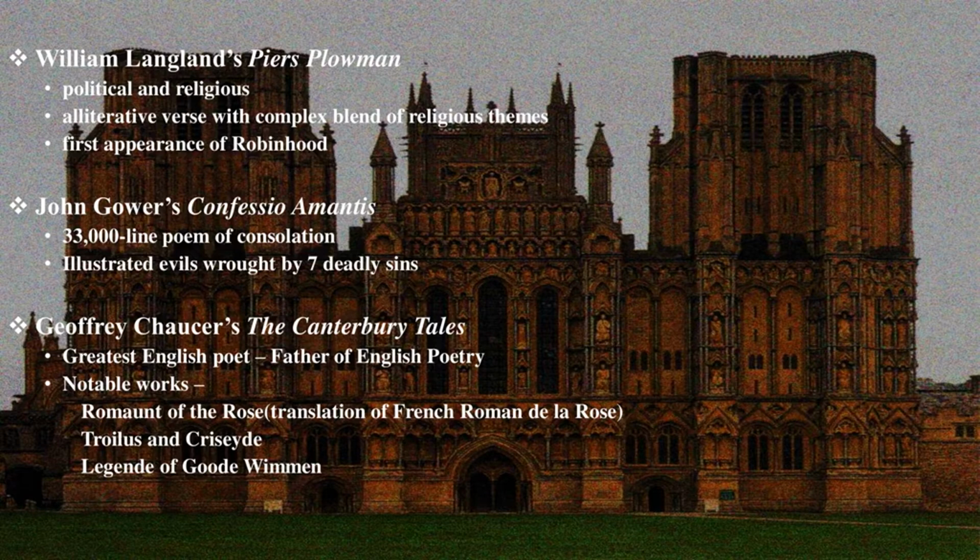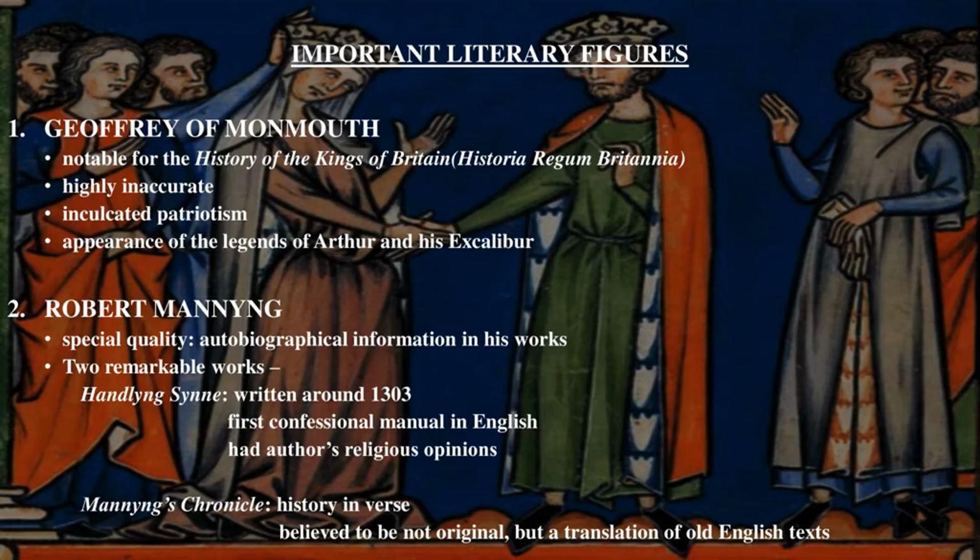At this point of our discussion, 2 important literary figures are to be studied, the first one being Geoffrey of Monmouth. He is said to have lived around the 1100s. His notable work is the History of the Kings of Britain, which was found to be highly inaccurate, but still it played a vital role in inculcating patriotism. He popularized King Arthur and his Excalibur, the legendary sword of King Arthur, which is believed to possess magical powers as well.